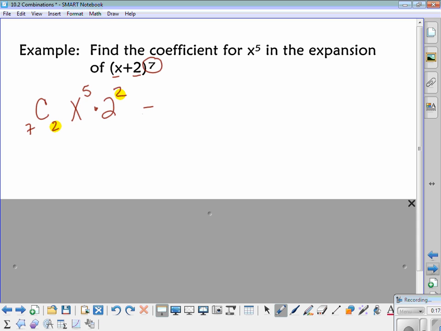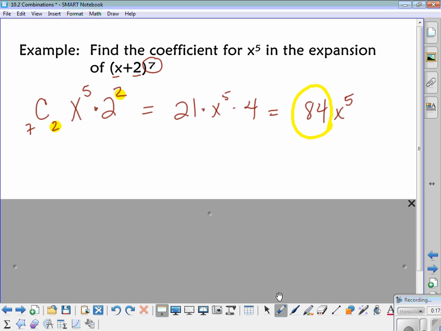So I can go back over now. And that's going to equal 21 times x to the fifth times 2 squared, which is 4. And so that's 84 x to the fifth. So the question is just asking for the coefficient, so the answer would just be 84. Okay?